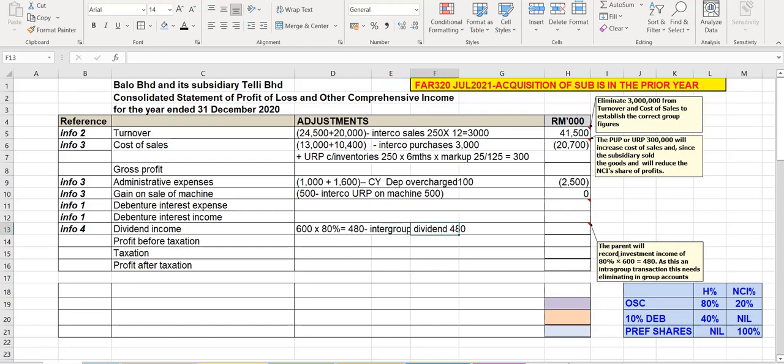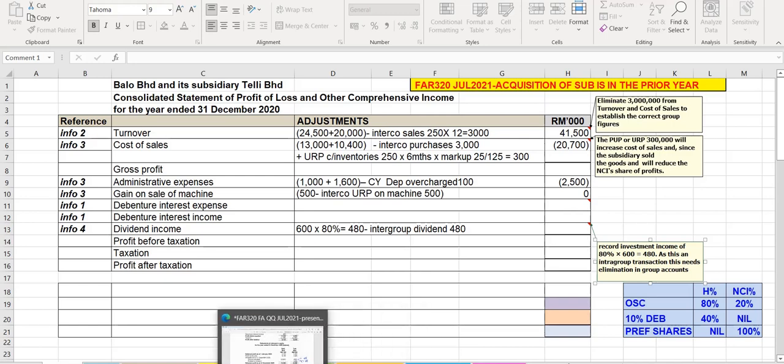So therefore, parent will record. However, as this is an intragroup transaction, this needs elimination in the group account. So it needs some kind of elimination in the group account. So we have to do that, and you are done with that. Next, we need to look at the debenture interest income that were in the question.